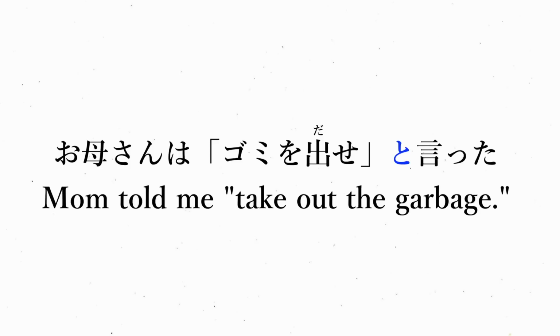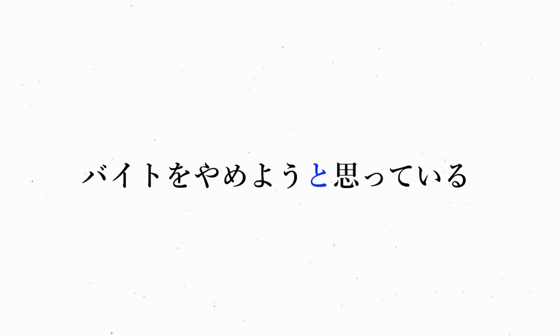お母さんはゴミを出せと言った. Mom told me, take out the garbage. Notice how this isn't the same as saying mom told me to take out the garbage. What I'm saying is that literally the words mom said to me are ゴミを出せ, take out the garbage. What this does is it takes the entire quotation and effectively turns it into a single noun. That's why to is used with the word 思う, to think. バイトを辞めようと思っている. I'm thinking about quitting my job. In this sentence, バイトを辞めよう functions grammatically as a noun.